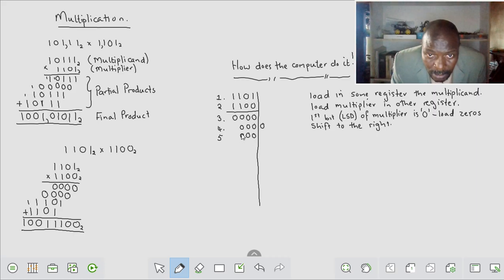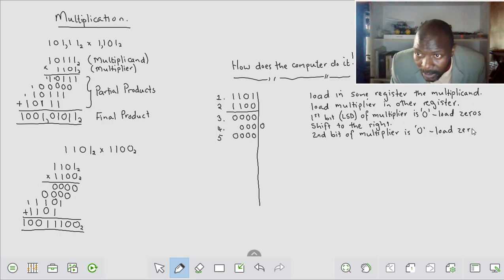So you repeat. The second bit of the multiplier is another 0. So what do you do? You load zeros. Every time the multiplier bit is a 0, you load zeros. So you load zeros. Step 6, because when you add, we could have done our addition right there and had a stream of zeros.